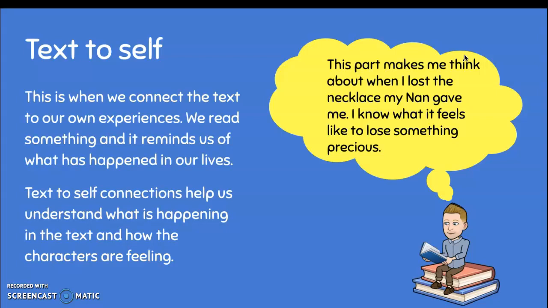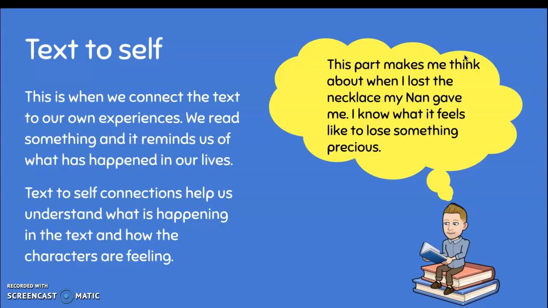So, what are text-to-self connections? This is when we connect the text to our own experiences, something we have personally done. We read something and it reminds us of what has happened in our own lives. Text-to-self connections help us understand what is happening in the text and possibly how the characters in a story are feeling. We are able to empathize with the characters.